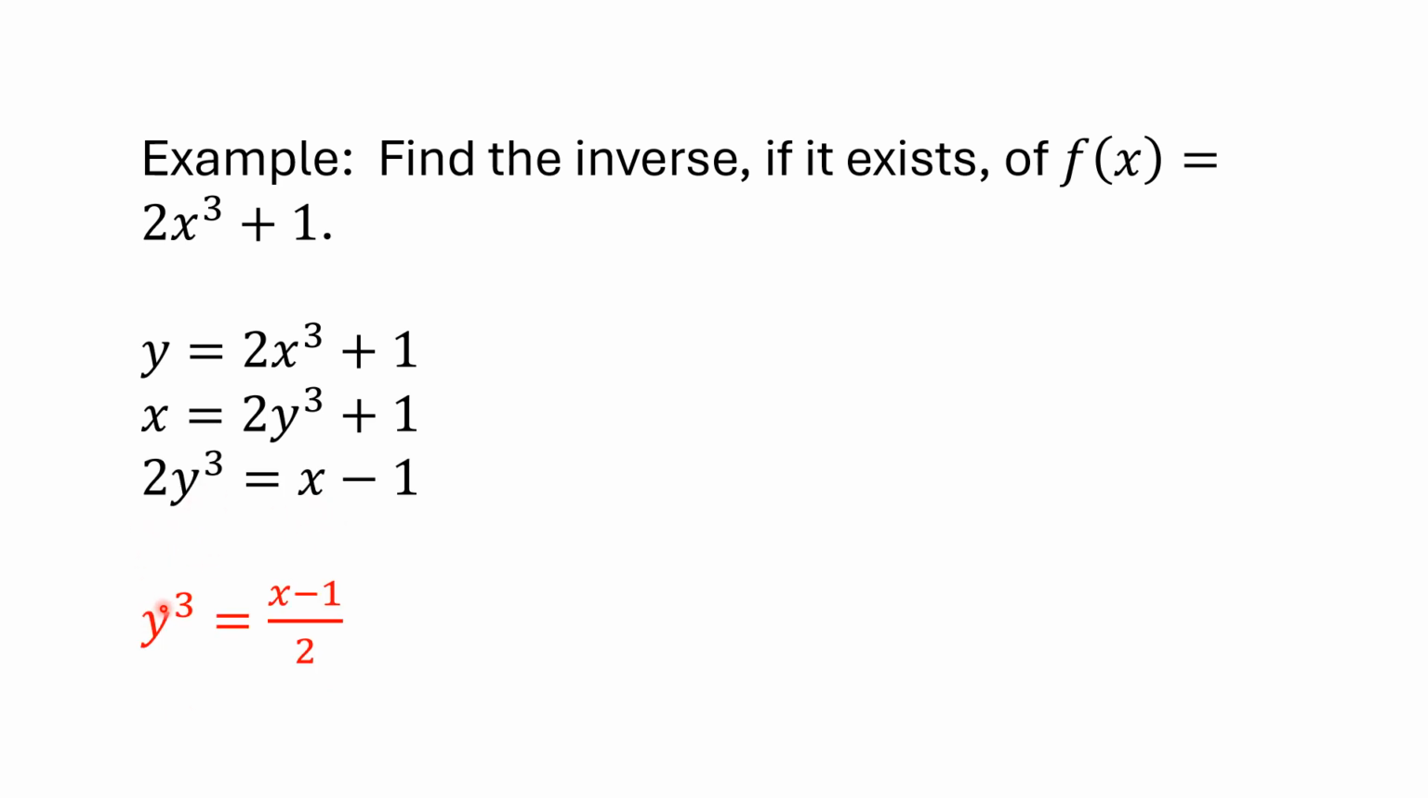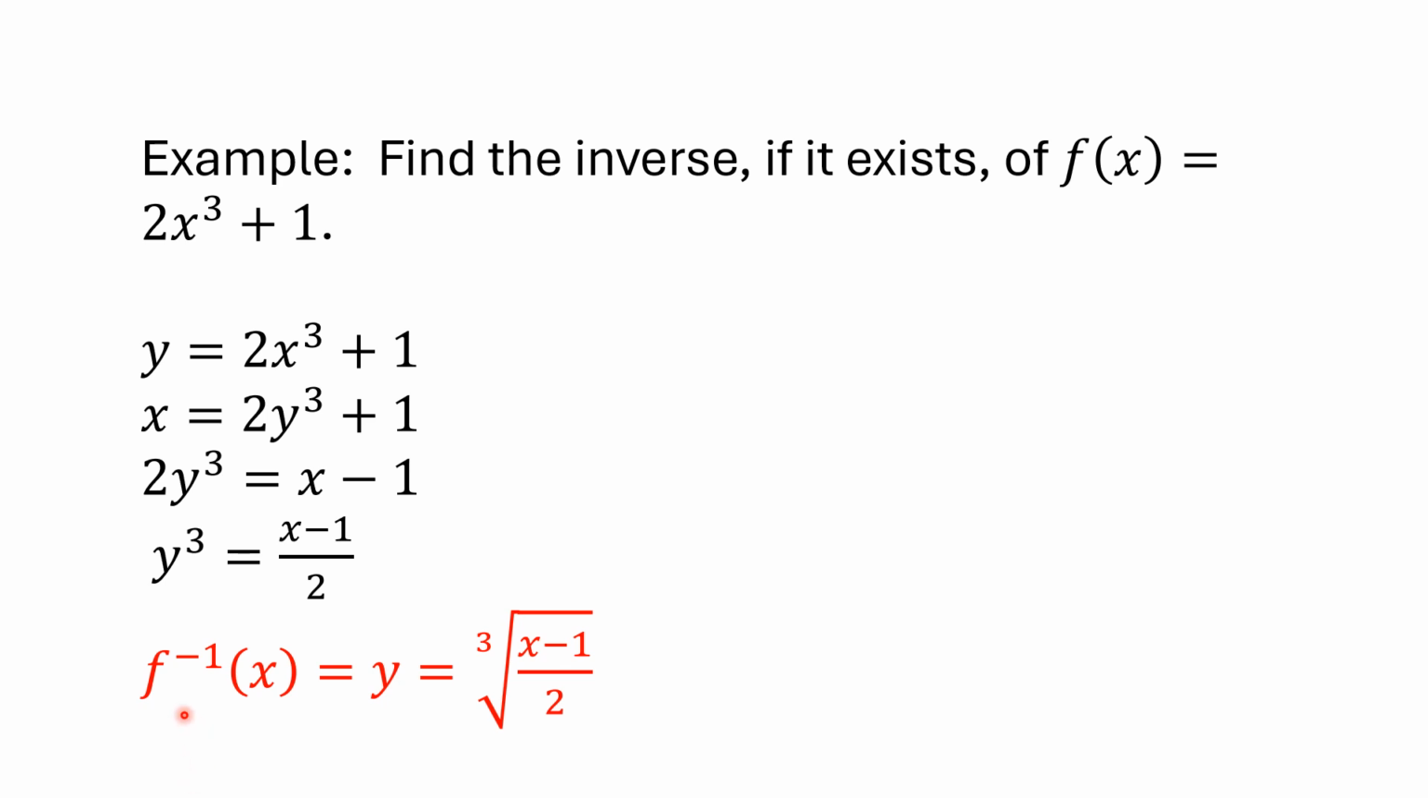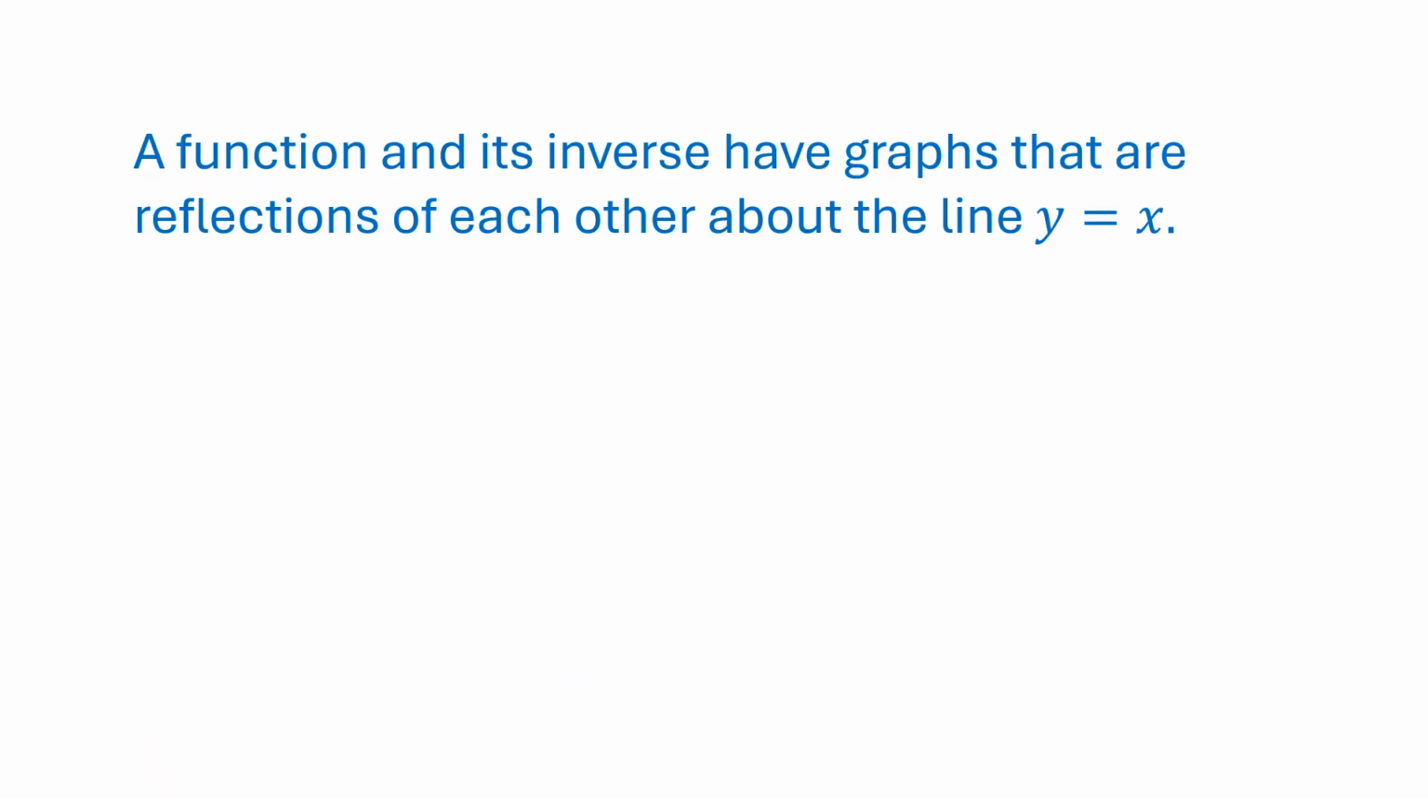Continuing, we divide by 2, and we get y cubed equals (x minus 1) over 2. And finally, we find our inverse, which is y equals the cube root of (x minus 1) over 2. And we replace the y back with f inverse. You can check with the composite of f inverse if you like, but this is the actual inverse. A function and its inverse have graphs that are reflections of each other about the line y equals x.